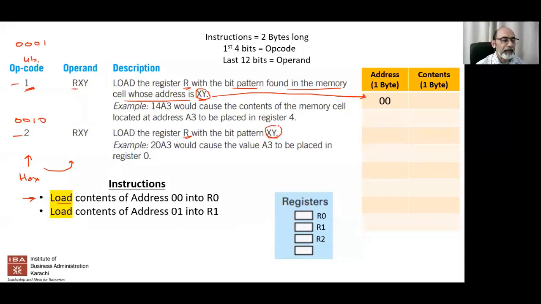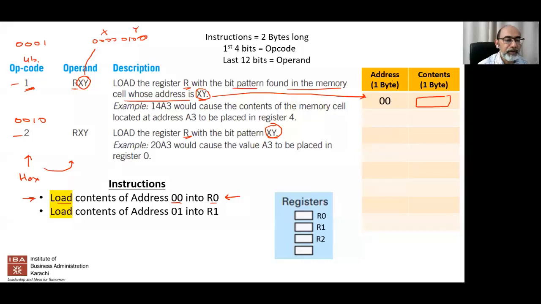XY is two nibbles. So for example, XY could be 0000 0100, where this could be X and this could be Y. Which of these two opcodes would we want to use when we want to load the contents of memory location 00 into R0? Sir, first one, RXY. Okay, very good. Because we're trying to load the contents of this memory location. We're not trying to load it up with a particular value. We're trying to load the contents of a memory address. So we're going to use opcode one.